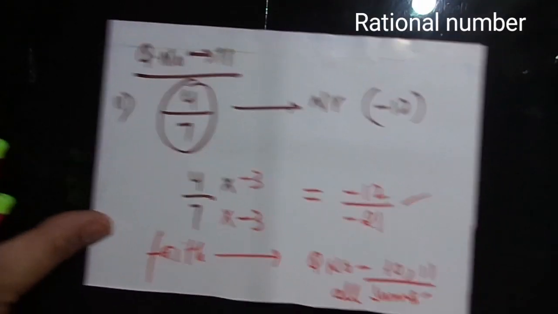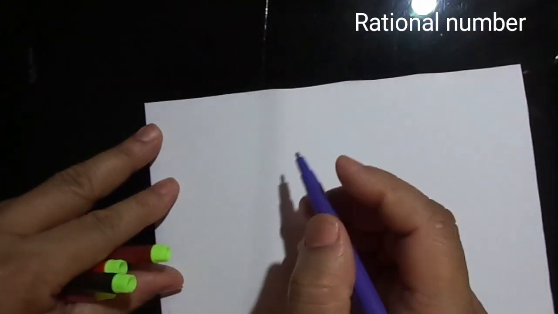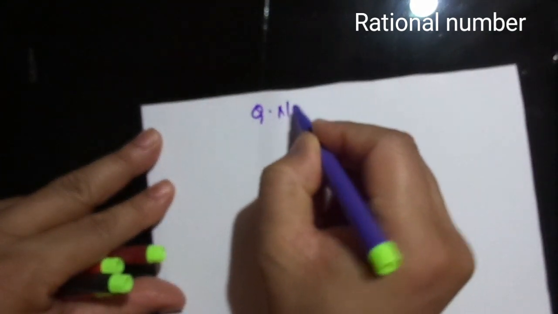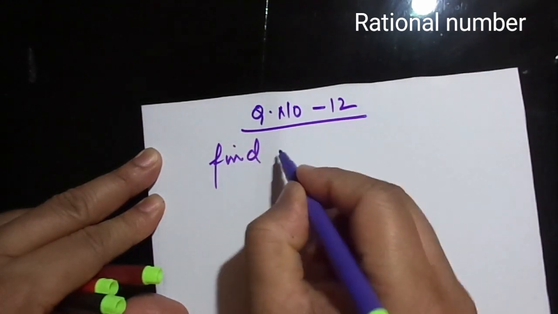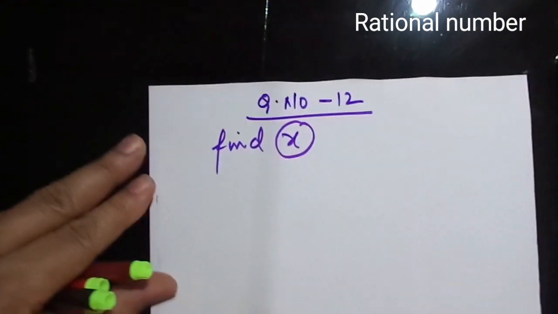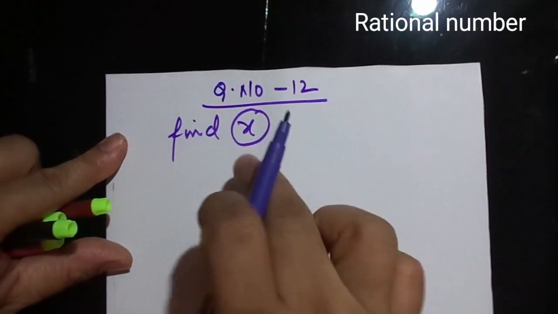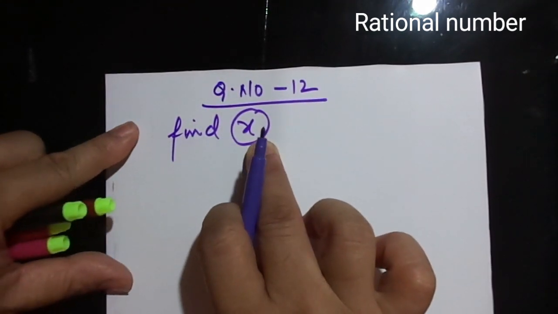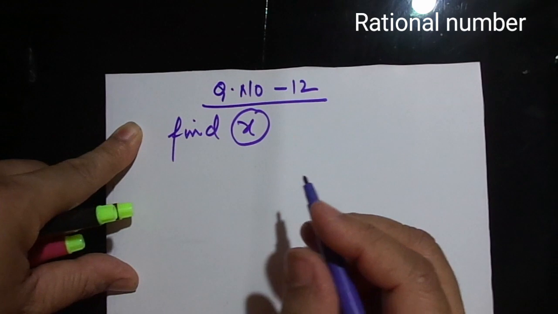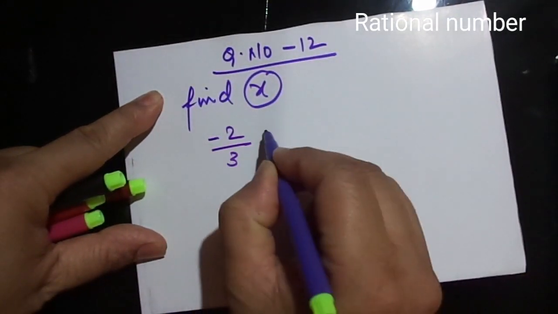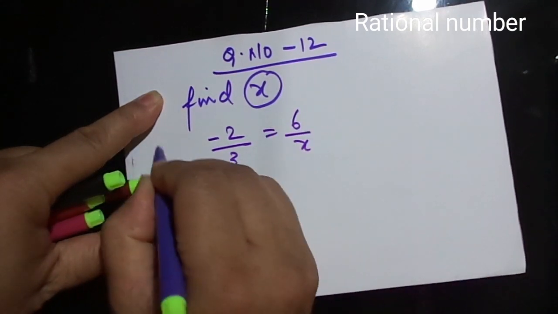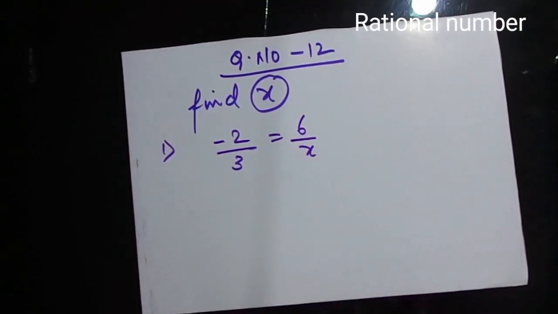Now question number 12. I think this is a little important. Therefore I would discuss in detail question number 12. Find x. And this x is what? It's a variable. In the two equivalent fractions, here you can say minus 2 by 3 is equal to 6 by x. And they have asked you to find the value of x.